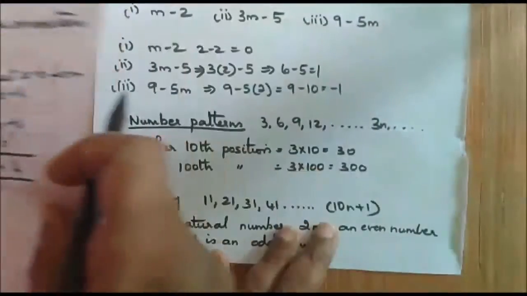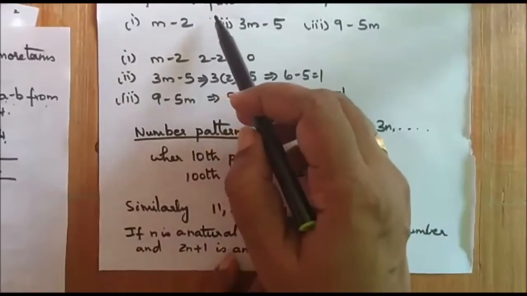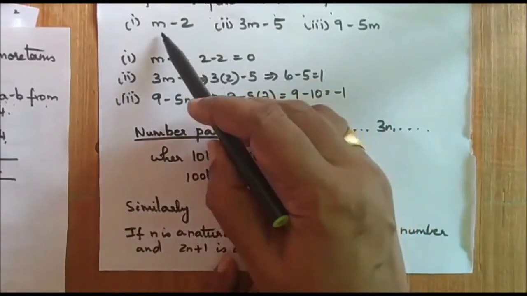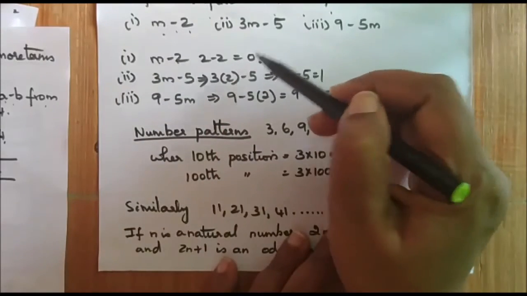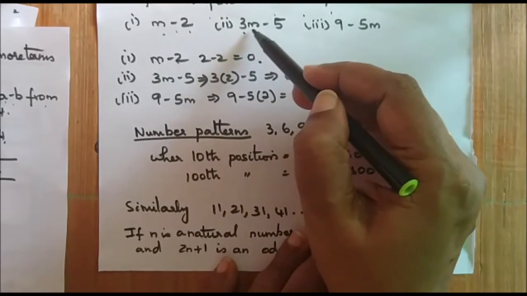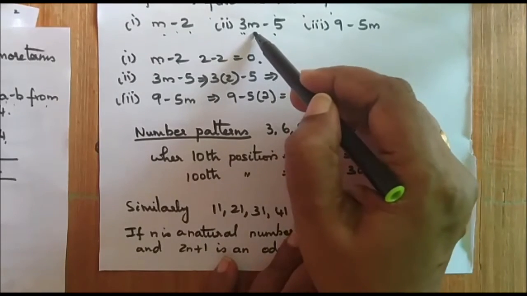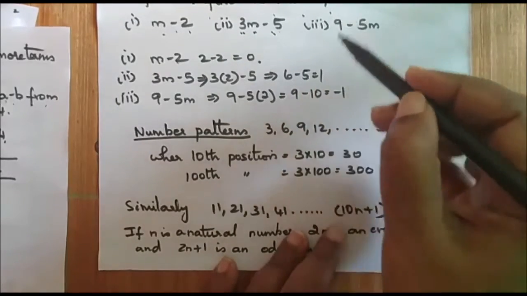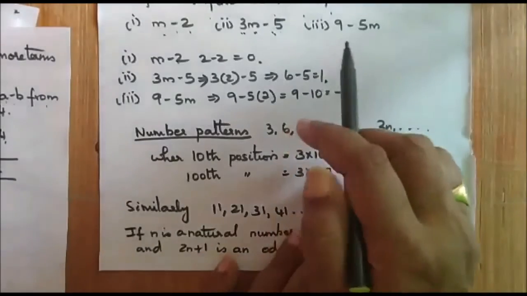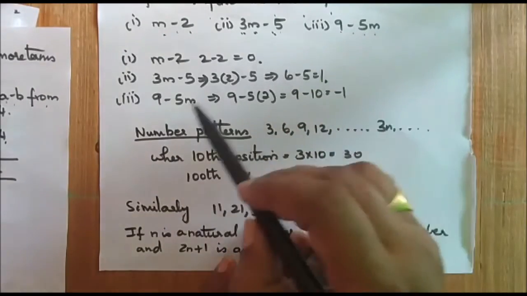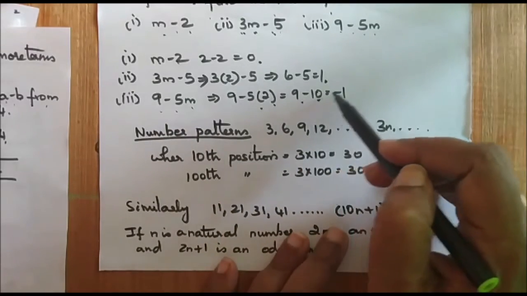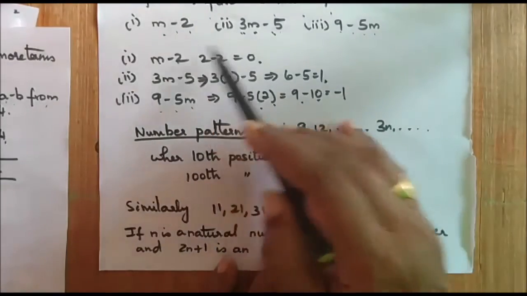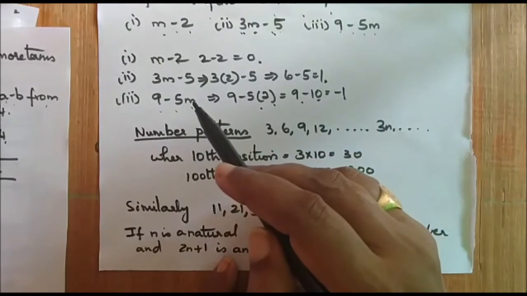Now we will go to the next topic. If m is equal to 2, find the value of m minus 2. So 2 into 2 minus 2 is 0. Similarly, for this expression 3m minus 5, 3 into 2 is 6, 6 minus 5 is equal to 1. Similarly, 9 minus 5m. So 9 minus 5 into 2 is 10. So 9 minus 10 is minus 1. This is how we solve algebraic expressions when the value of m is given.